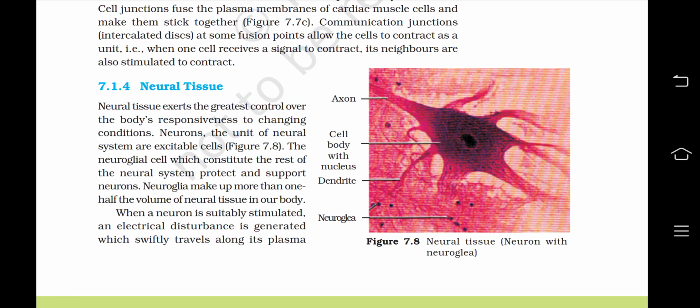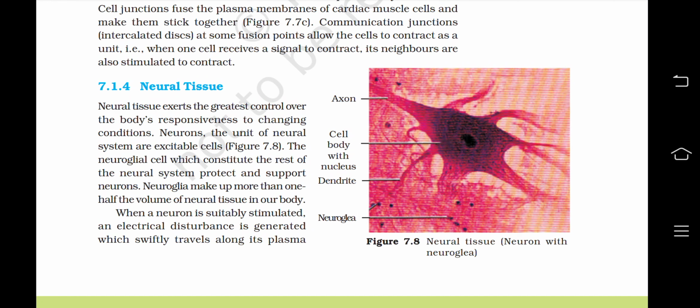Now the neuron is labeled with dendrite, cell body with nucleus, and the axon. So the conduction of impulse goes from the dendrite to the cell body, and cell body to the axon and to the nerve ending, and then the synapse, and then another dendrite. So it goes on like this. The neuroglial cells, which constitute the rest of the neural system, protect and support the neurons. Neuroglia make up more than one half the volume of neural tissue in our body.